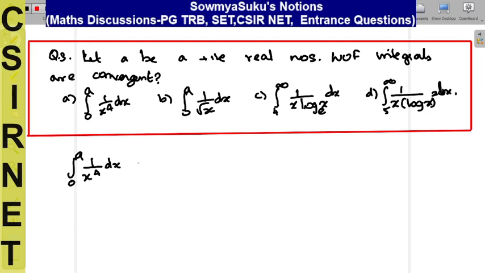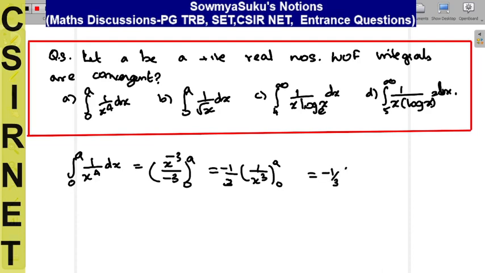If you are getting a finite answer, then it is convergent. Normally we will write x to the power minus 4, right? So x to the power minus 4 plus 1, which is minus 3, divided by minus 3, from the limit 0 to a, that is 1 divided by minus 3 times 1 divided by x cube from 0 to a, which is equal to minus 1 by 3 into 1 divided by a cube minus 1 by 0. So this is minus 1 by 3 into 1 by a cube minus infinity. This means minus infinity. It is not convergent.